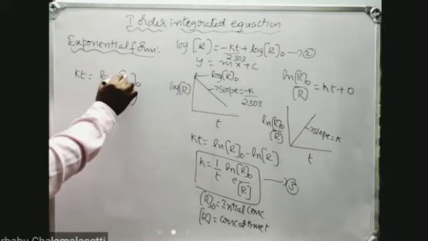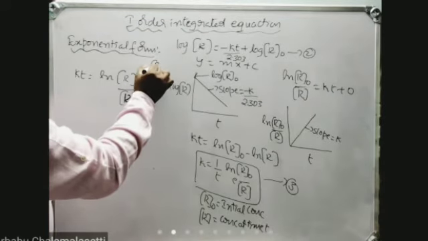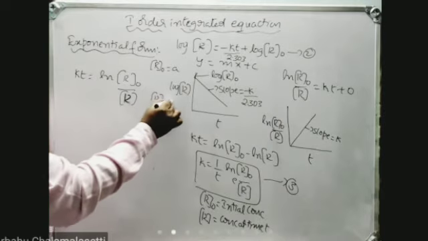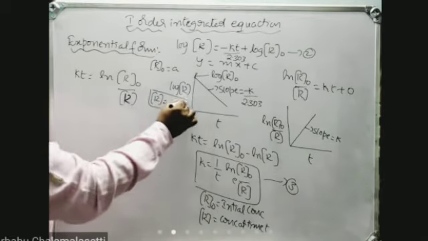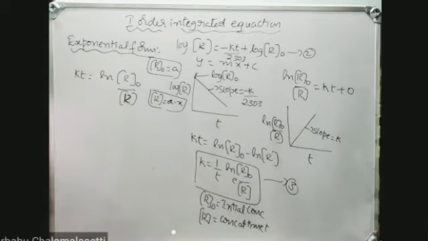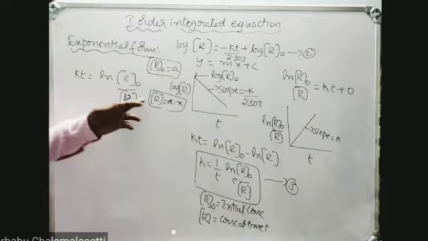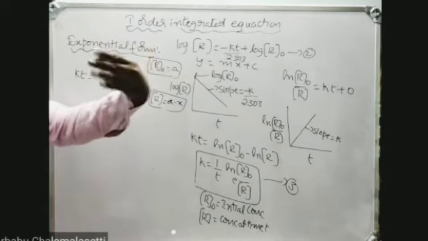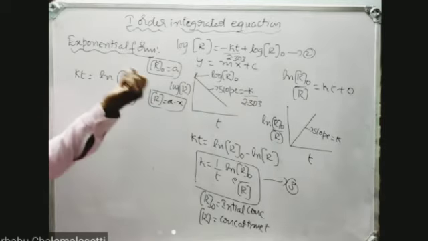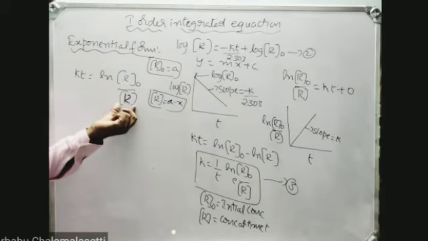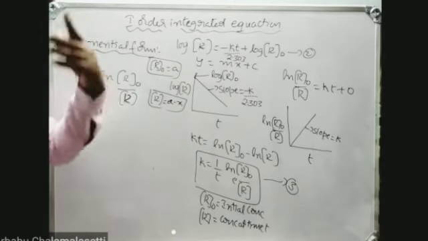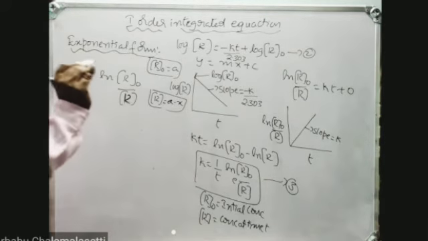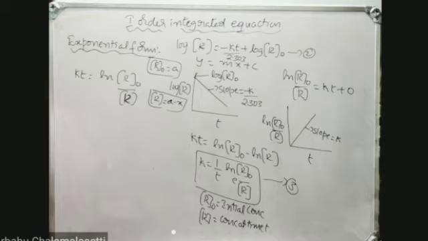In some books, instead of r naught they will give a, and instead of r they will give a minus x. So some notations are like this also. Both are the same. r is equal to a minus x. r is the concentration at the time t. x is the amount disintegrated, or reacted, and a minus x is the amount left. Some books give it like this. Don't worry about that. So kt is equal to ln r naught by r.